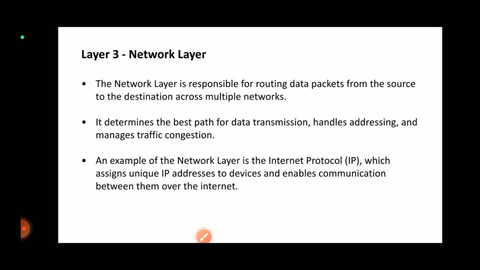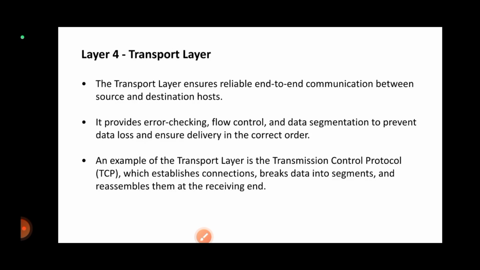Third one is the network layer. The network layer is responsible for routing packets from a source to a destination across multiple networks. It determines the best path for data transmission, handles addressing and manages traffic congestion. An example of the network layer is the Internet Protocol, which assigns unique IP addresses to devices and enables communication between them over the internet.